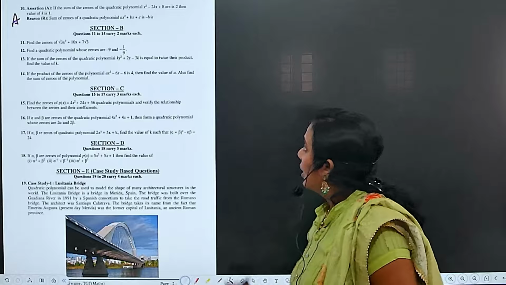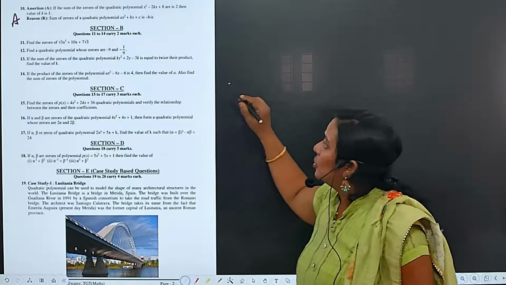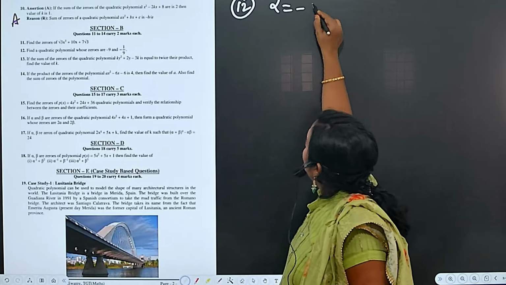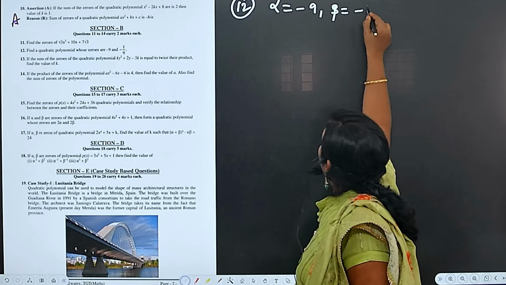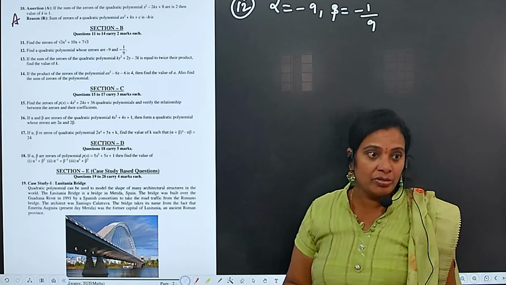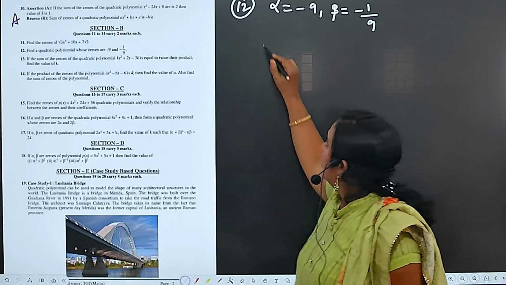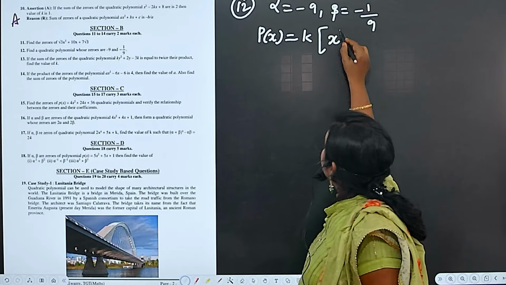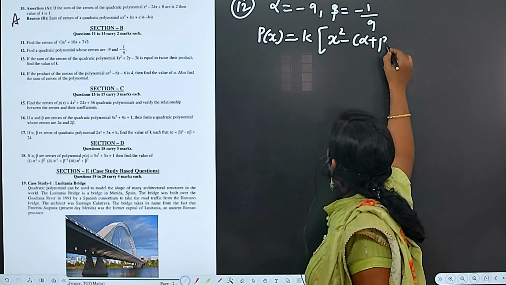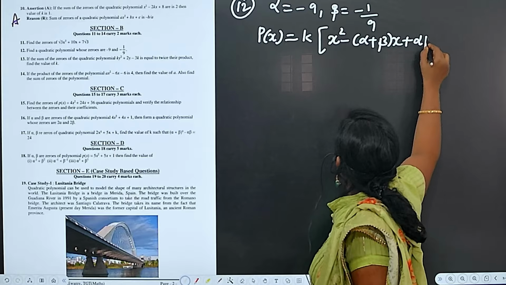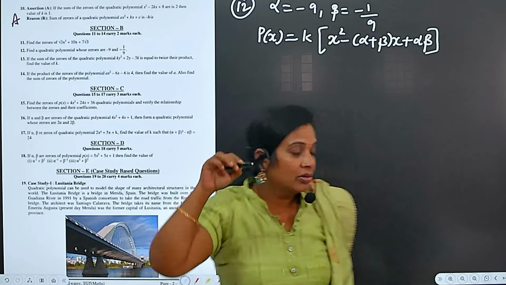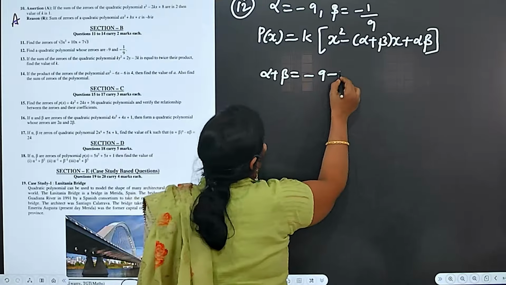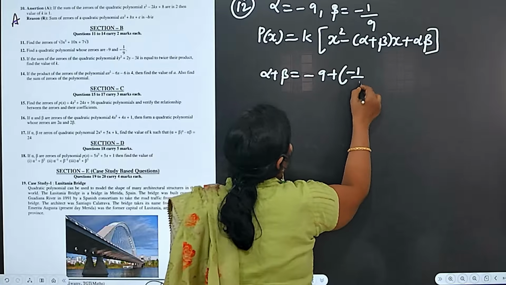Twelfth question. Find a quadratic polynomial whose zeros are alpha equal to minus 9, beta equal to minus 1 by 9. What is the question? Quadratic polynomial. What is the form? P of x equal to k into x square minus of alpha plus beta into x plus alpha beta. Okay. So sum alpha plus beta equal to minus 9 minus 1 by 9.